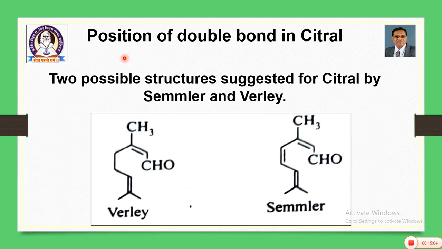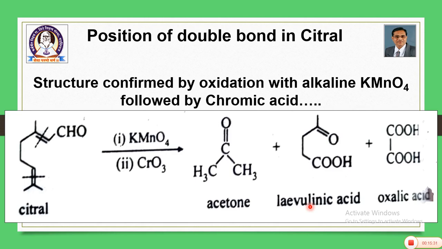Next, by considering the position of the double bond in citral from the series of analytical evidences and data, two possible structures are there. One is called the Verley structure, the other is called a similar structure. So, these are the two possible structures suggested by considering the information available. Out of these, the position of the double bond is confirmed by oxidation with alkaline KMnO4 followed by chromic acid.